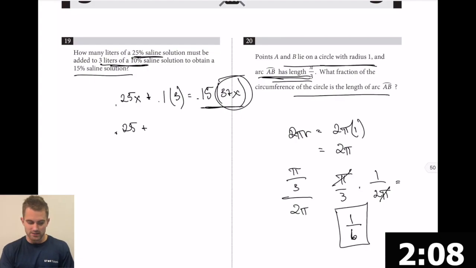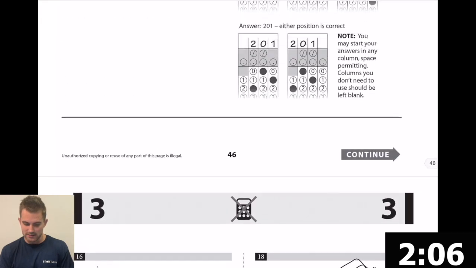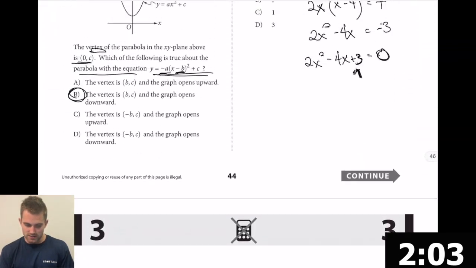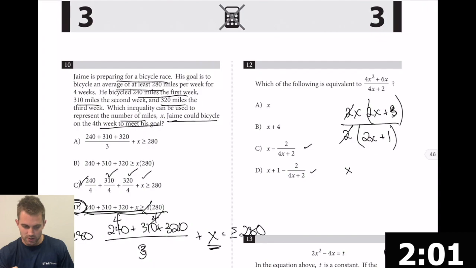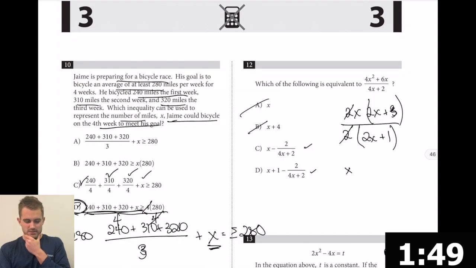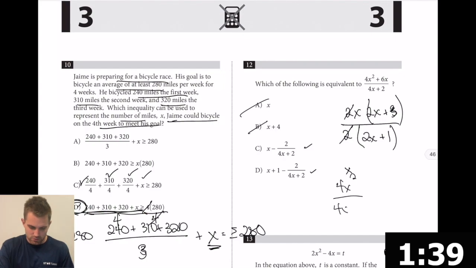Let's go back to number 12 because I think that's going to be easier than 19, even if we have to come back to 19. Number 12 says the following equations. I think we'll be able to figure this one out. These ones can't divide, so it's got to be either answer choice C or D here. So 12 says, can that factor? Let's see, 4x squared over 4x plus 2 plus 6x over 4x plus 2.